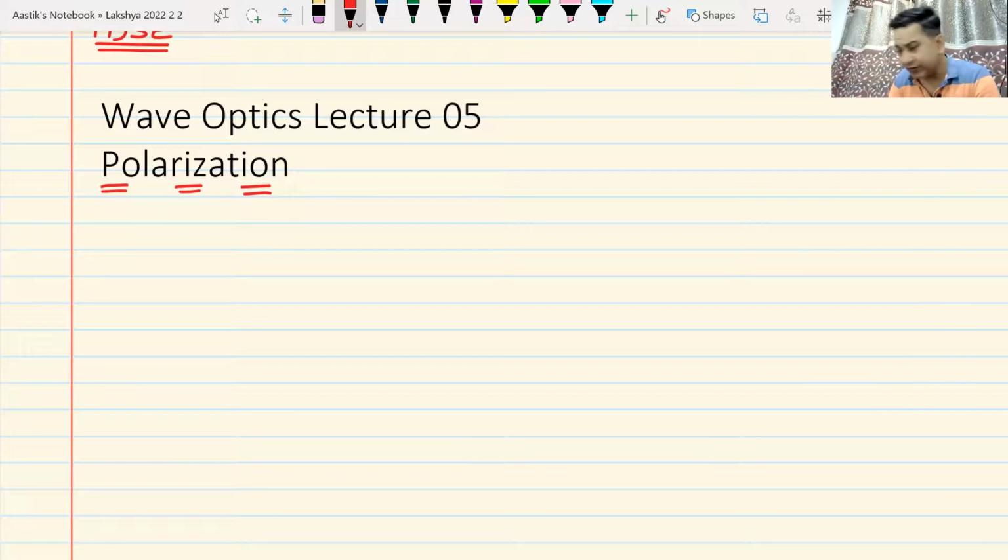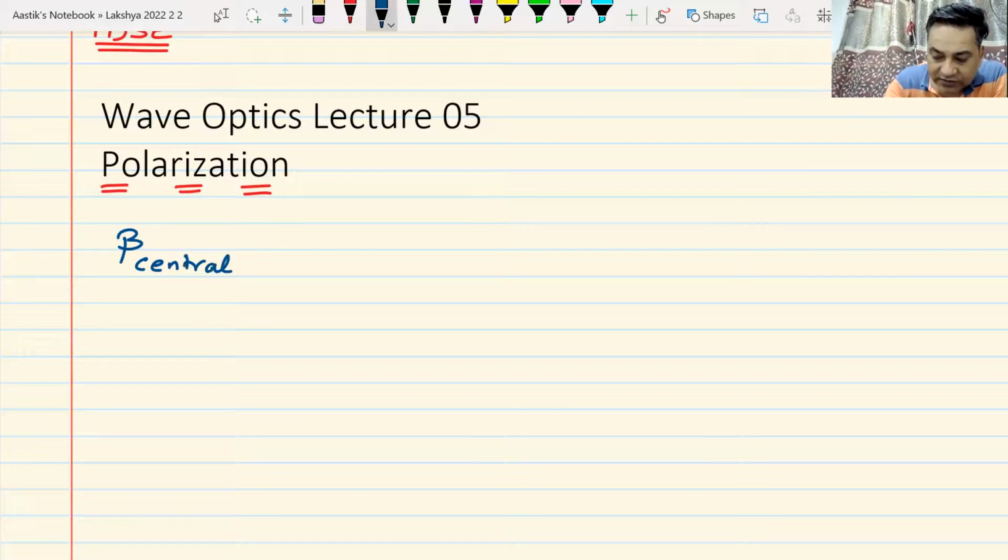Same with fringe width. The central bright fringe. How much is the fringe width of the central bright fringe? Tell me. What is the fringe width of the central bright fringe in diffraction? How much is that? Do we remember this? We have not noted it down.